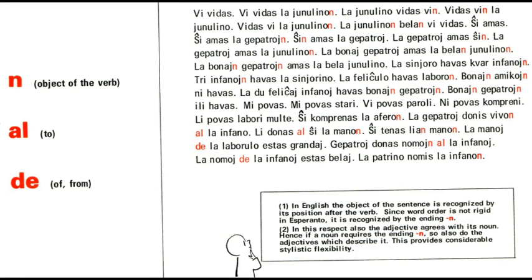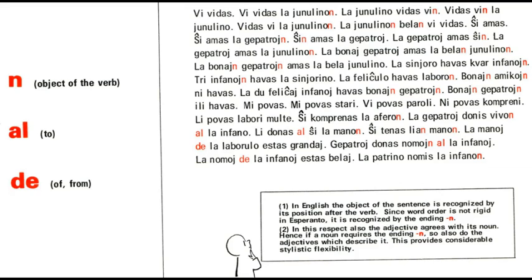The ending which we learn in this lesson is the ending n, which indicates the object of the verb. In English, the object of the sentence is recognized by its position after the verb. Since word order is not rigid in Esperanto, it is recognized by the ending N.